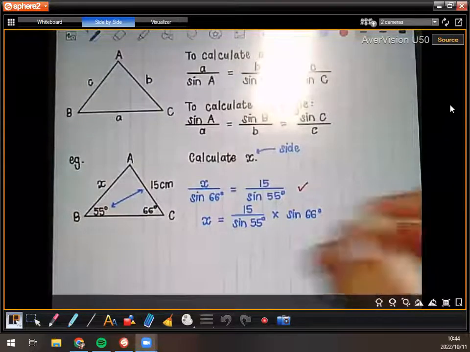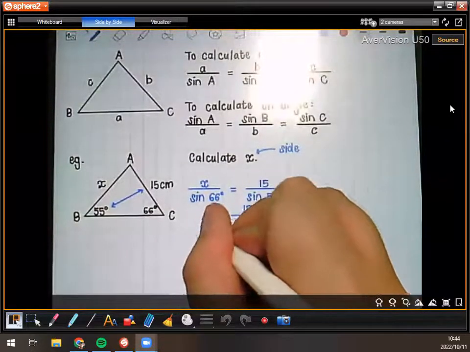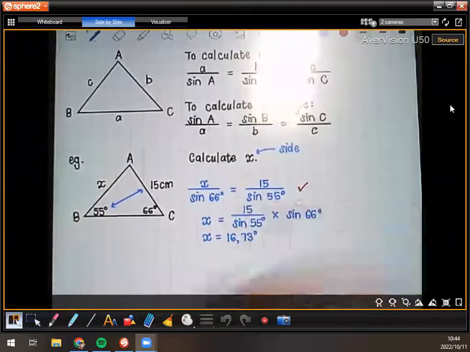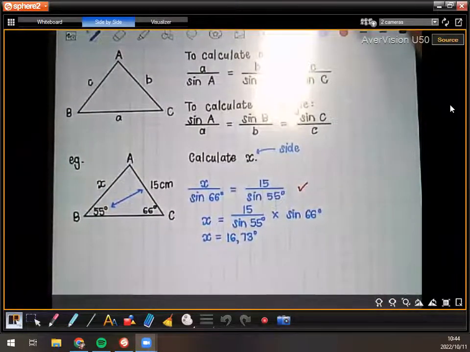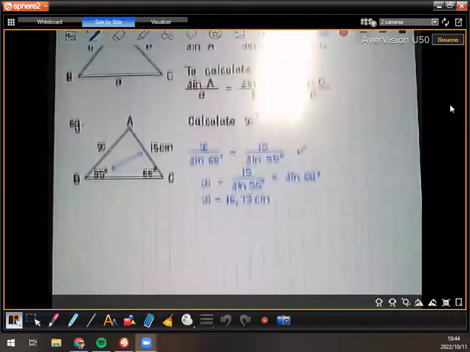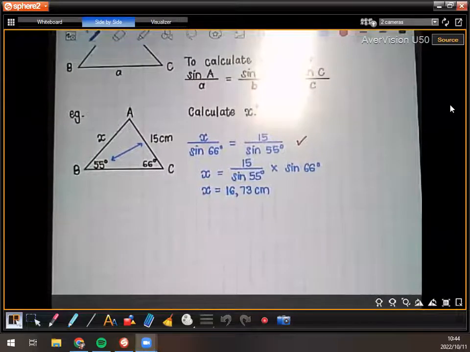So x is 16,73 degrees. What am I doing? Centimeters. Sorry, I was thinking of the next example already. 16,73 centimeters. Okay, and that's basically it, right? That is how you use the sine rule to calculate a side.